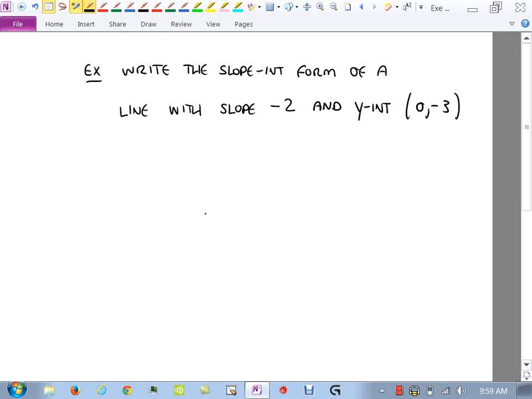Am I asking you here to sketch a line? No. All I'm asking you to do is give me the slope-intercept form of the line. That means I want you to write y equals mx plus b. And I give you 2 pieces of information. What do I give you? The slope and the y-intercept. So I've given you everything you need, right? So I'm going to write down first, the general formula is this.